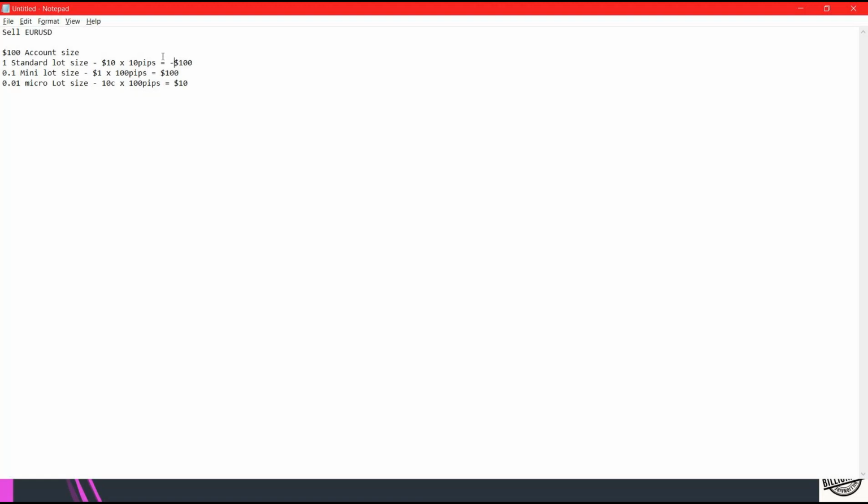So if you enter with a standard lot size of $10, and the market moves only 10 pips against you, you've blown that account. You've lost that account, because it's going to take all the money that you have. So you wouldn't even be able to pass this 10 pips. It can't go to 11, because you don't have the money to pay the broker. So it will only stop at what your account size can handle.